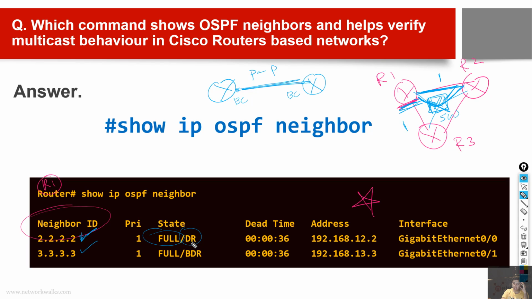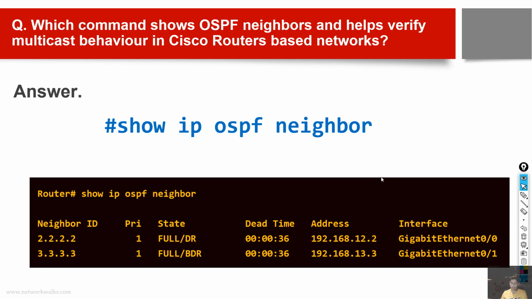So here the DR-BDR election has taken place, and this router is a DR. The dead time interval means 36 seconds are left, and the IP address is the neighbor's interface IP, not the next hop, and the interface is this one. Similarly we have another neighbor. So show ip ospf neighbor is the command which shows us comprehensively how the multicast is behaving. There are other OSPF commands which we discussed previously, but this is the comprehensive command, especially on Cisco.